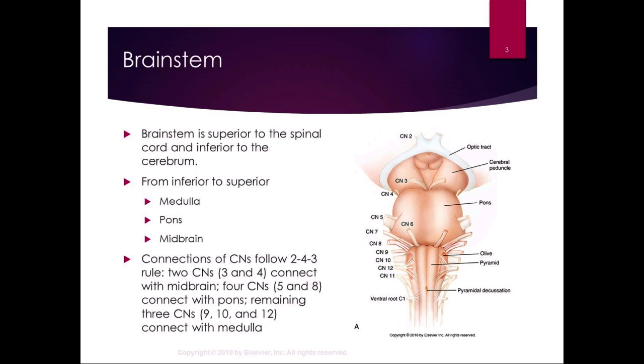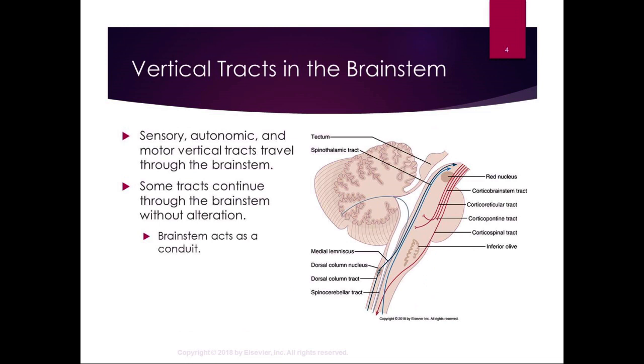The cranial nerves emerge from the brainstem, largely, except for a couple of them. It has in the book the connections, the 2-4-3 rule. 2 cranial nerves connect to the midbrain, 4 to the pons, and 3 to the medulla. You don't have to remember that, but hey, it's a nice little thing, 2-4-3. If you ever do want to remember where the cranial nerves connect, there's your little mnemonic device.